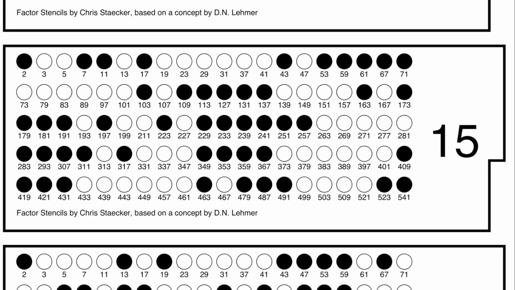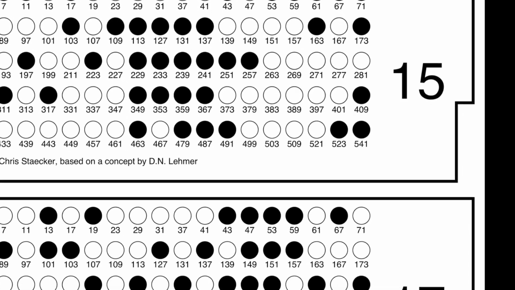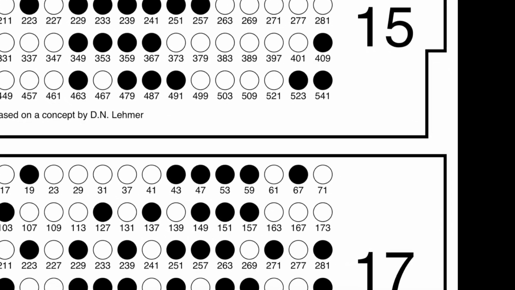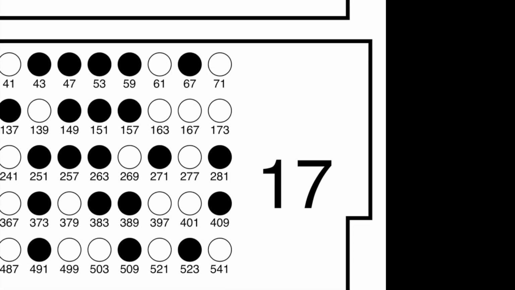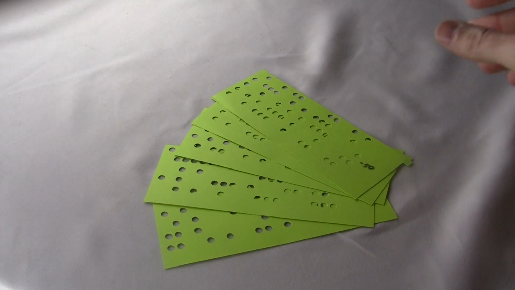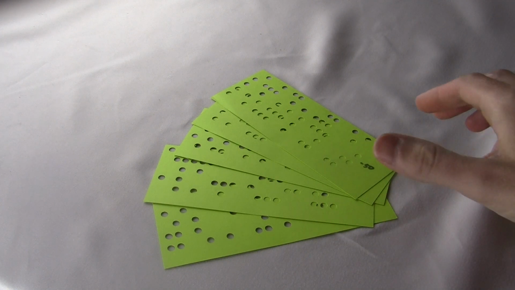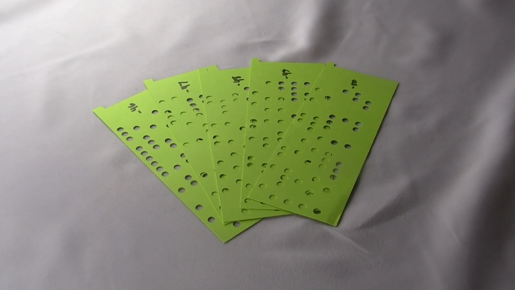Now, let's talk details here. My cards have 200 holes each, and these holes are labeled with the first 200 prime numbers. Each card also has a big label on the side. This is a variable that Lehmer called capital R. Now, I'm going to tell you how to use these, but it might be a good time to tell you right up front. The mathematical theory behind how these things work is pretty complicated.